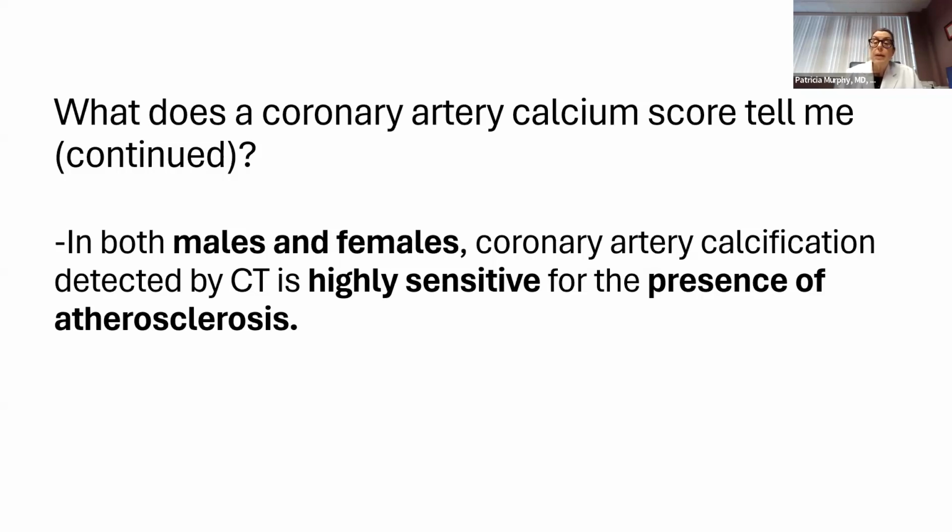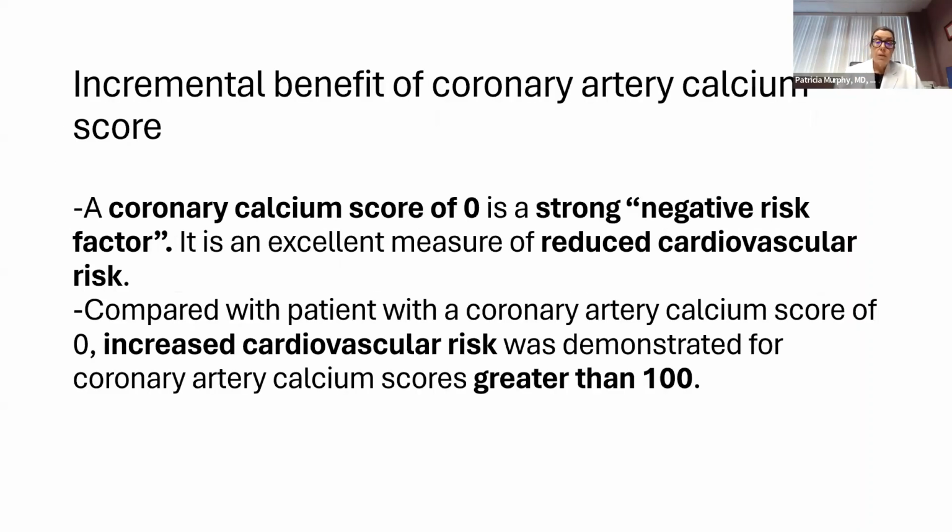It is important to remember that although a score of 0 carries a good prognostic sign, there are limitations to the test, which we'll get into a little bit later. But again, if you have any coronary calcium, you have documented plaque. A coronary calcium score of 0 is what's called a strong negative risk factor. That means if your score is 0, your cardiovascular risk is reduced when compared with people with a non-zero score. Compared with a person with a score of 0, increased cardiovascular risk was demonstrated for coronary artery calcium scores greater than 100. But again, if you're less than 100, it means yes, you have plaque, and some sort of intervention is recommended as well.